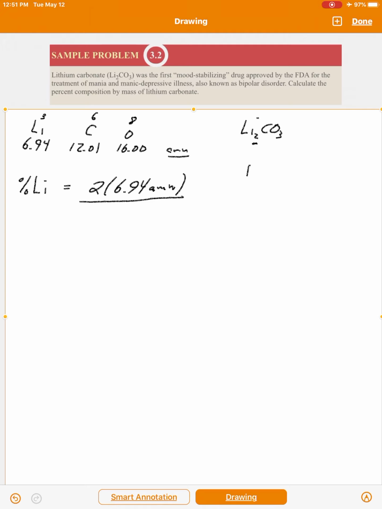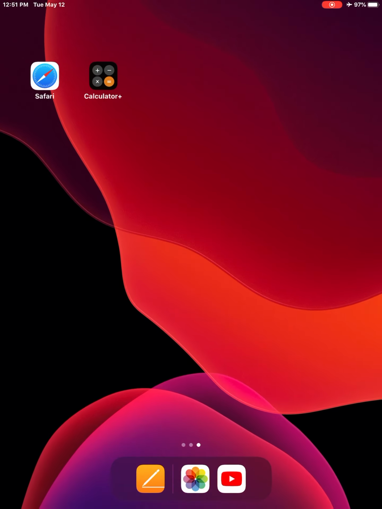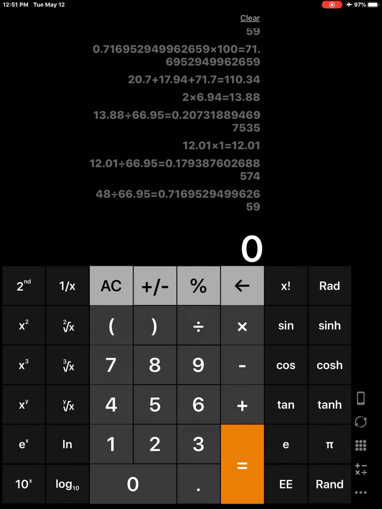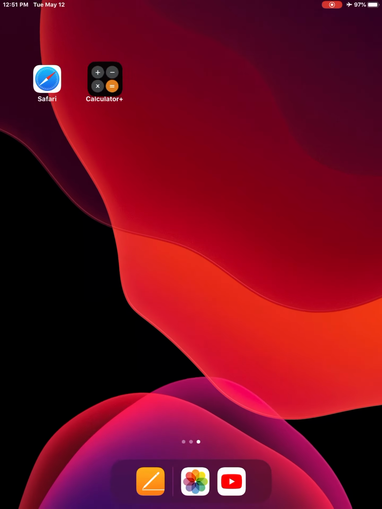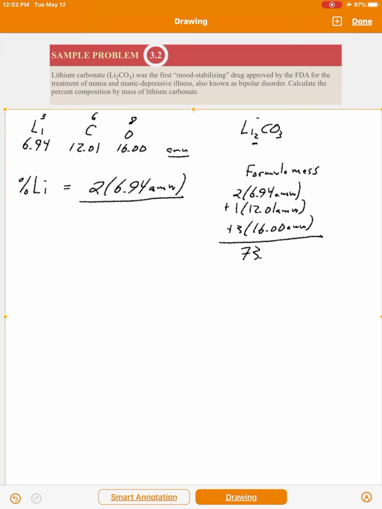Let's go ahead and calculate the formula mass now. 2 times 6.94 plus 1 times 12.01 plus 3 times 16. Okay, let's go ahead and use a calculator for this one. It's complicated enough that it'll be more clear if we do that. So 2 times 6.94 is 13.88. There's 1 carbon, so plus 12.01. And then there's 3 oxygens, 3 times 16. And it's 73.89 AMU. That's your formula mass.